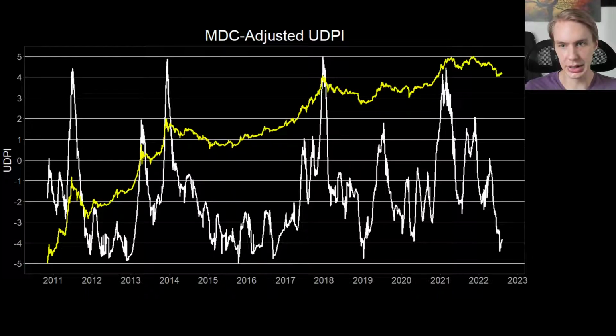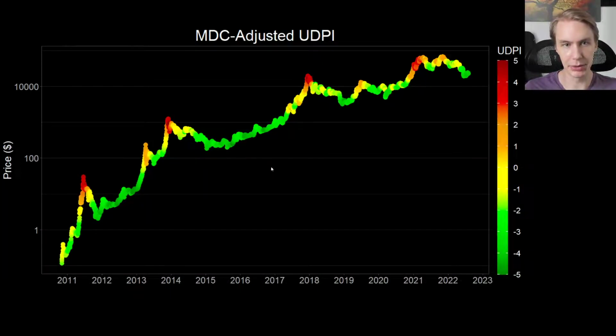One thing that I think we see a bit better if we look at this color-coded chart versus looking at the raw values is that the MDC adjusted UDPI tends to spike its highest level of risk slightly after these topping points in Bitcoin. The reason it does that, again, is that it's watching the MDC. It's going to be going up, up, up. And then the second it sees weakness, that's when the MDC is going to flip bearish. For example, right here, that's the second it flipped bearish.